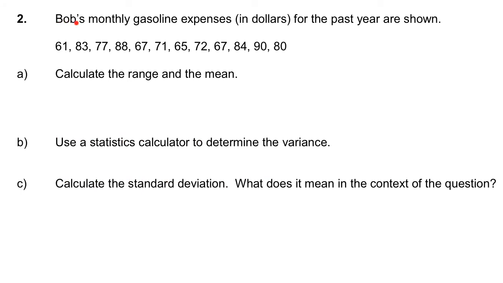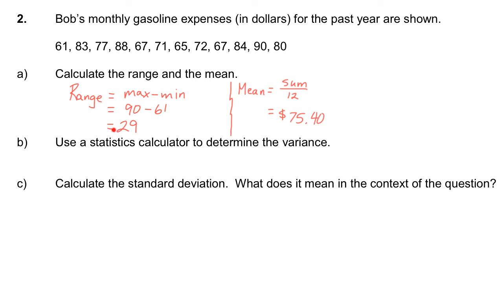Here's another one. Bob's monthly gasoline expenses in dollars for the past year are shown. So that's how much he spent on gas every month. Calculate the range and the mean. So why don't you go ahead and try that? Pause the video and see how you do. So you should end up with a range of 29 and a mean of $75.40.